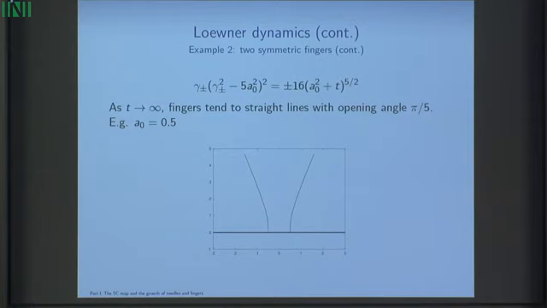Here's a sketch of that. Here they are. They grow away from each other. So they feel each other, and the net result of that interaction is for them to grow away. Now, what's really of interest here is that they grow away from each other and make an angle eventually, an asymptotic angle of pi over 5 to each other.